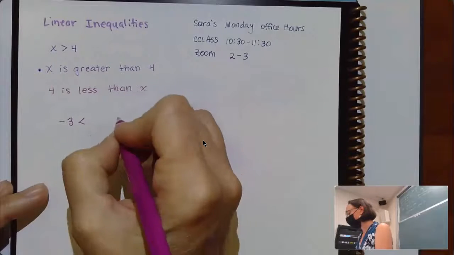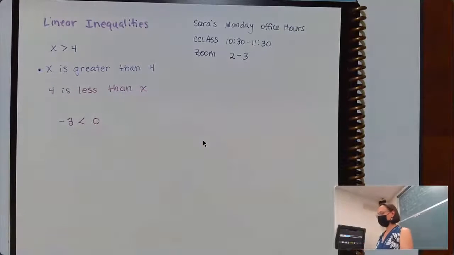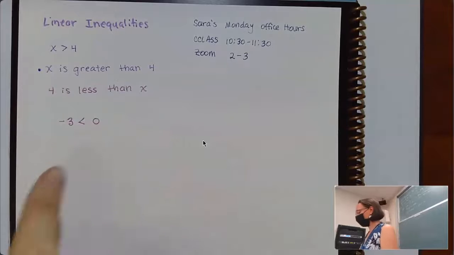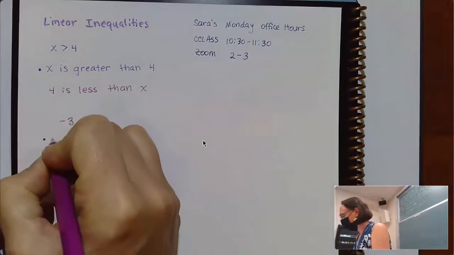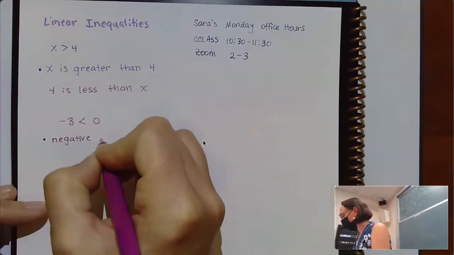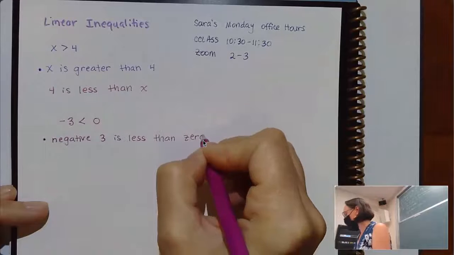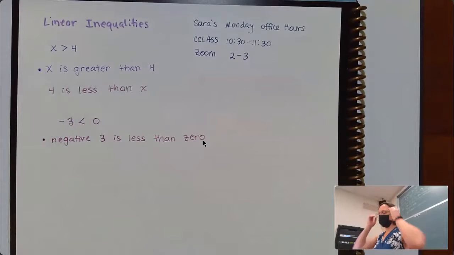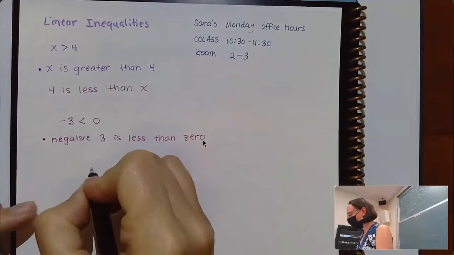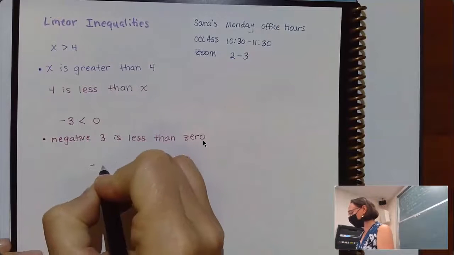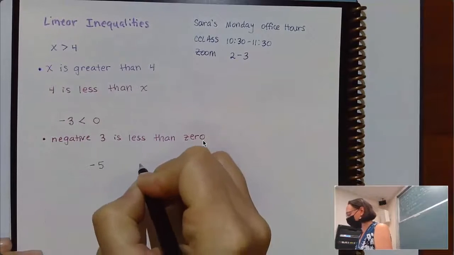If I had something like -3 is less than 0. So this one, if I'm reading from left to right, I would read as -3 is less than 0. One of the reasons that I wanted to bring up the negative number thing is that, and maybe it's just me, but I've always had trouble with thinking about the comparison of, let's say, -5 and -1.